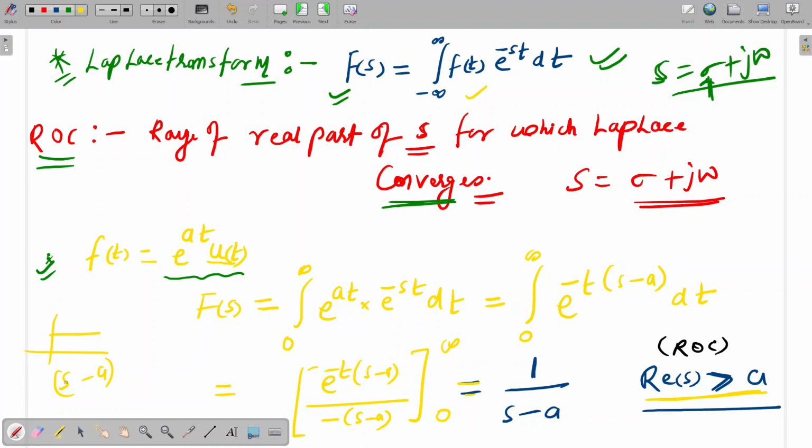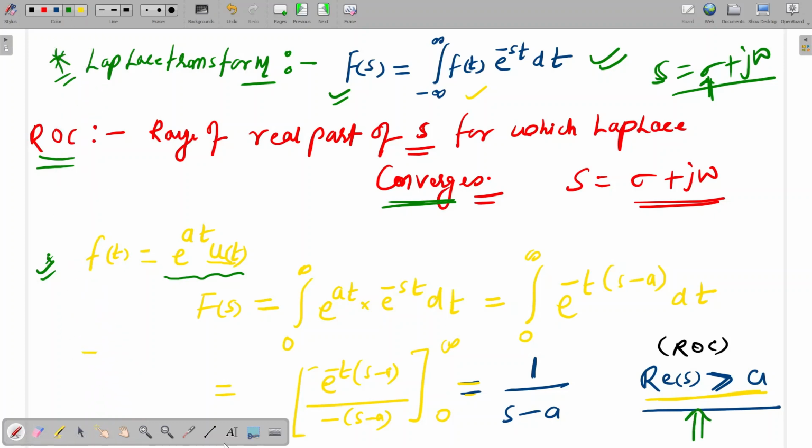If real of s is greater than a, then this value will be positive, and finally we'll get e to the power minus t into some positive value. So if we put t equal to infinity, that value will become 0. If real of s is equal to or less than a, then this term will become e to the power plus t into some value. So plus t means it will become infinite. That's why the ROC is real of s should be greater than a.